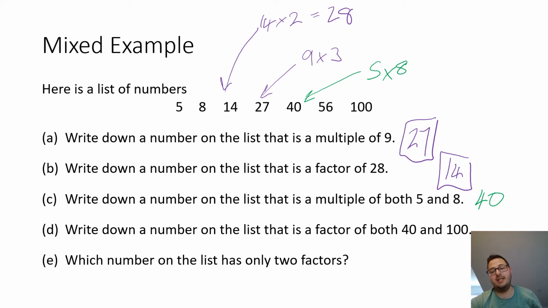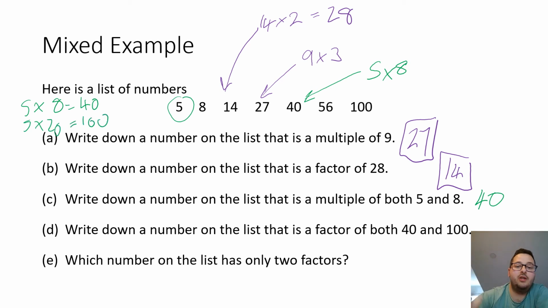Part D, we want to write down a number on the list that is a factor of both 40 and 100. So a number that can be multiplied to make 40 and 100, well, they're both in the 10 times table. So they're both definitely in the 5 times table, because 5 times 8 makes 40. And also we've got that 5 times 20 makes 100. So a factor of both 40 and 100 would be 5. And that is the number 5.